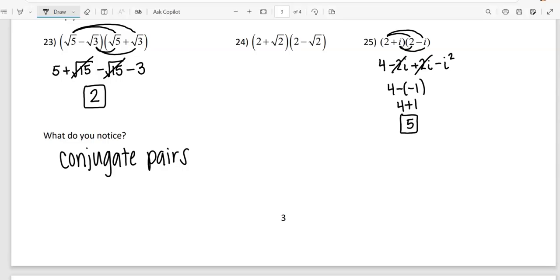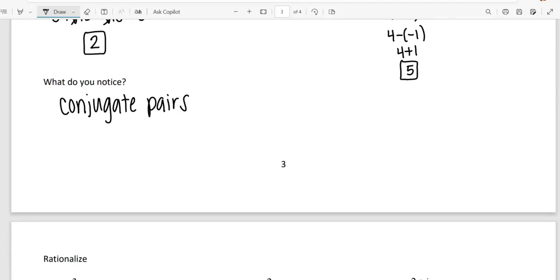So think back to x squared minus 1. X squared minus 1 is a difference of perfect squares that factors into conjugate pairs, because it's x plus 1 and x minus 1. So the relationship is conjugate pairs. Questions on that?